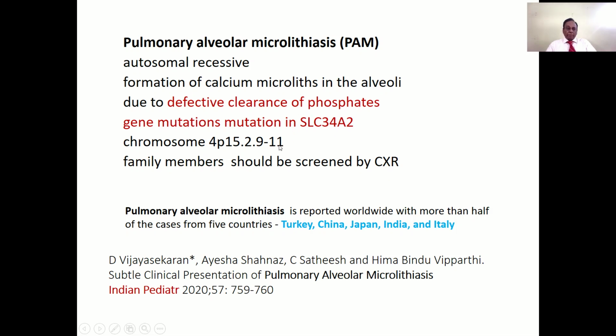If you make a diagnosis of microlithiasis, all the family members should be screened, and that is very important. It is an autosomal recessive condition. I think it's a progressive condition. Though it is slowly progressive, finally it may end up in ILD, and there is no effective treatment for the child.